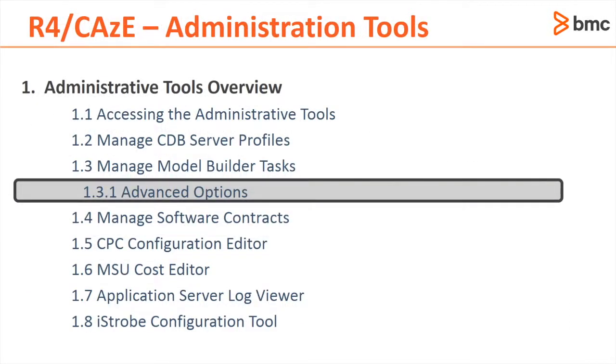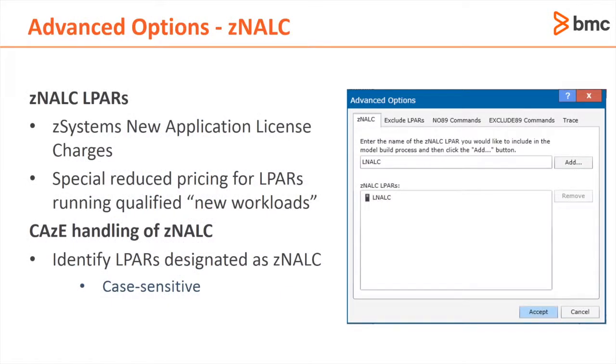Here are the advanced options for model builder tasks. ZNALC stands for System Z New Application License Charges and is used by some customers to receive special reduced pricing for LPARs which are running qualified new workloads on the mainframe. COSI lets you identify the LPARs which are ZNALC, so the special pricing can be reflected in the model.